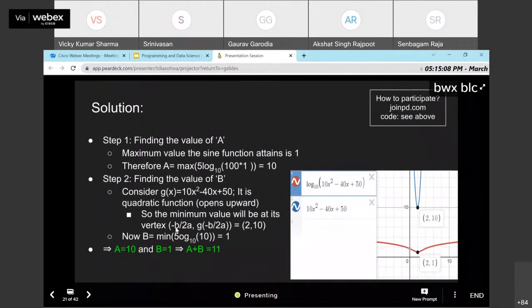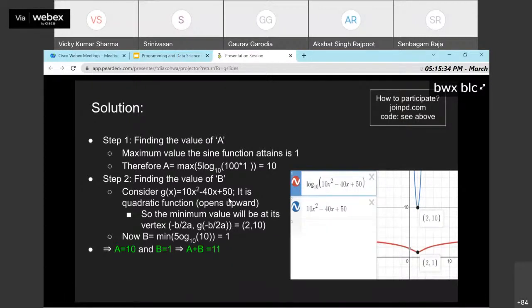So how do you get the vertex? You have the formula, that is minus b by 2a, comma g of that, since I'm calling this entire quadratic function g of x. So all you have to do is substitute this minus b by 2a in this function, and then you will get the other value. Now you'll be asking what is this b and 2a. Here a is 10, b is minus 40, and c is 50. It's just the quadratic expression written in the ax square plus bx plus c form.